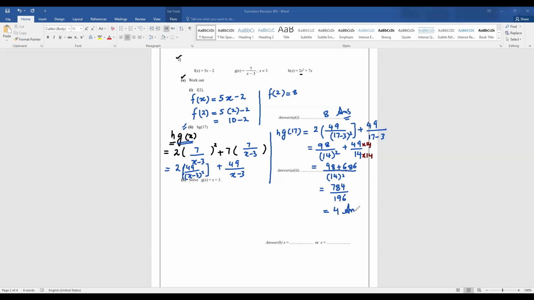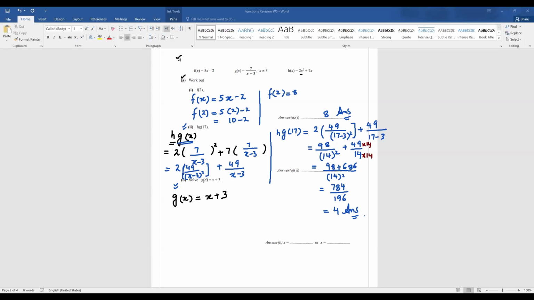This is the answer for the second part of part A. Now let's start with the B part. What is the B part? They said that in the B part, you have to solve g of x is equal to x plus 3. This is our question that we want to solve. g of x is equal to x plus 3.